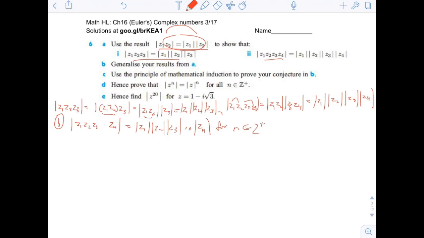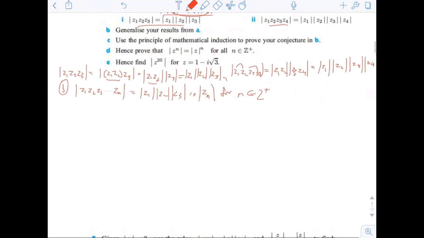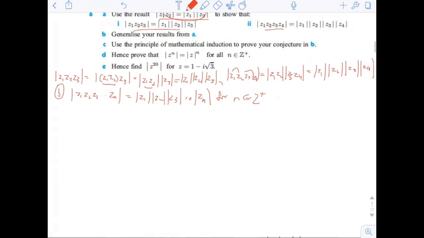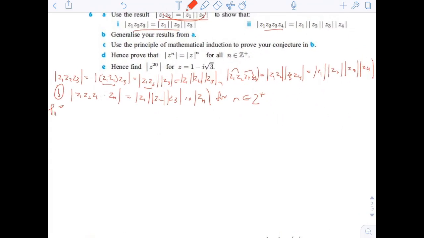C. Use the principle of math induction to prove your conjecture in B. Okay, so first of all, our proposition is this here. Then I'm going to create proposition n equals 1, which would be the modulus of z1 is equal to the modulus of z1, which is true. So P1 is true.